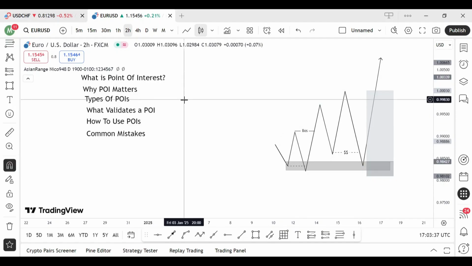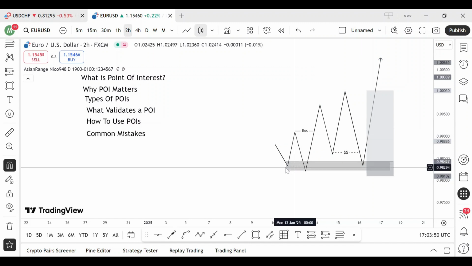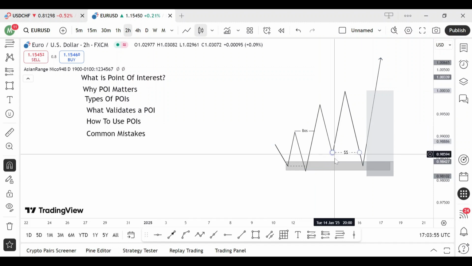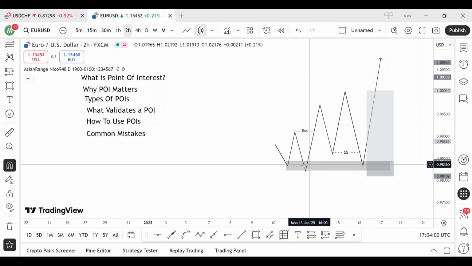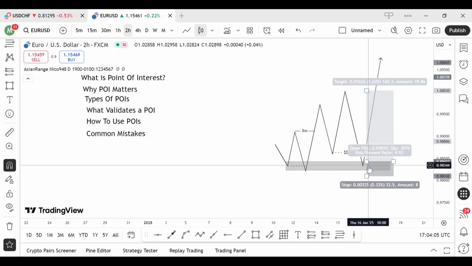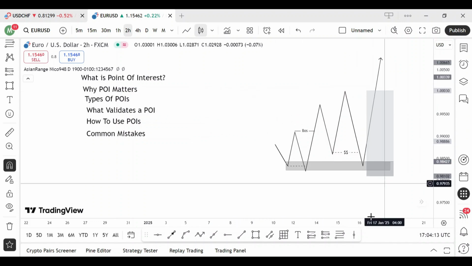So how do we use POIs? First, you identify the current market structure. Step 2, wait for price to sweep a previous low or a previous high, giving you a break of structure and your liquidity. Then you mark out an area of imbalance or a demand zone closest to your liquidity. Then you wait for price to pull back, then you set your limit order or your buy order, then you buy. Let me show you a chart example of that.